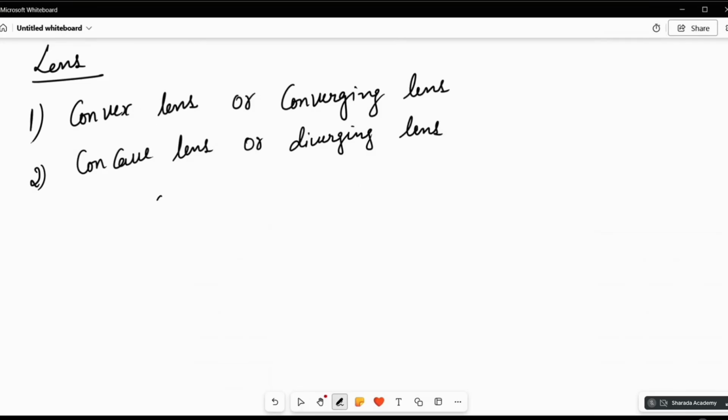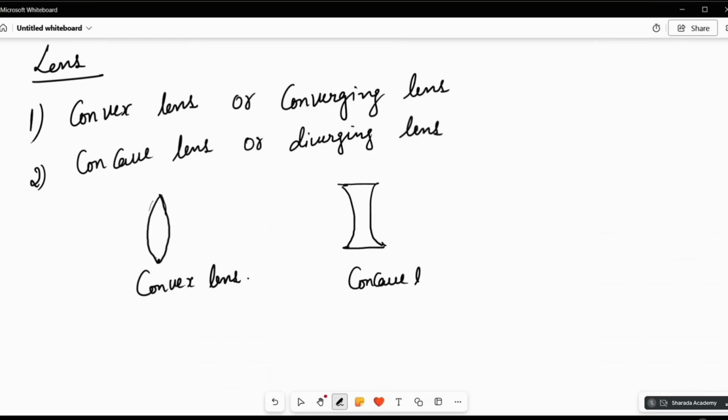Convex means it will be bulged on both the sides. So this is a convex lens. In the concave lens, the surface is like a cave. So we have a convex lens and a concave lens.